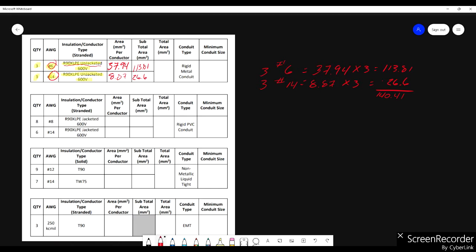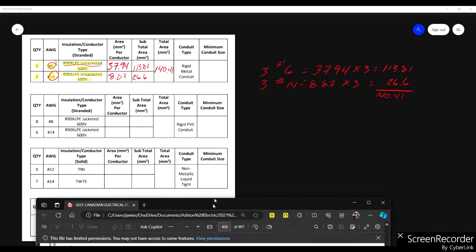140.41. Okay, so that's your total area, 140.41. Now what do you do with that? We're going to go to our table 9s. Okay, and we're going to go look under rigid metal conduit.